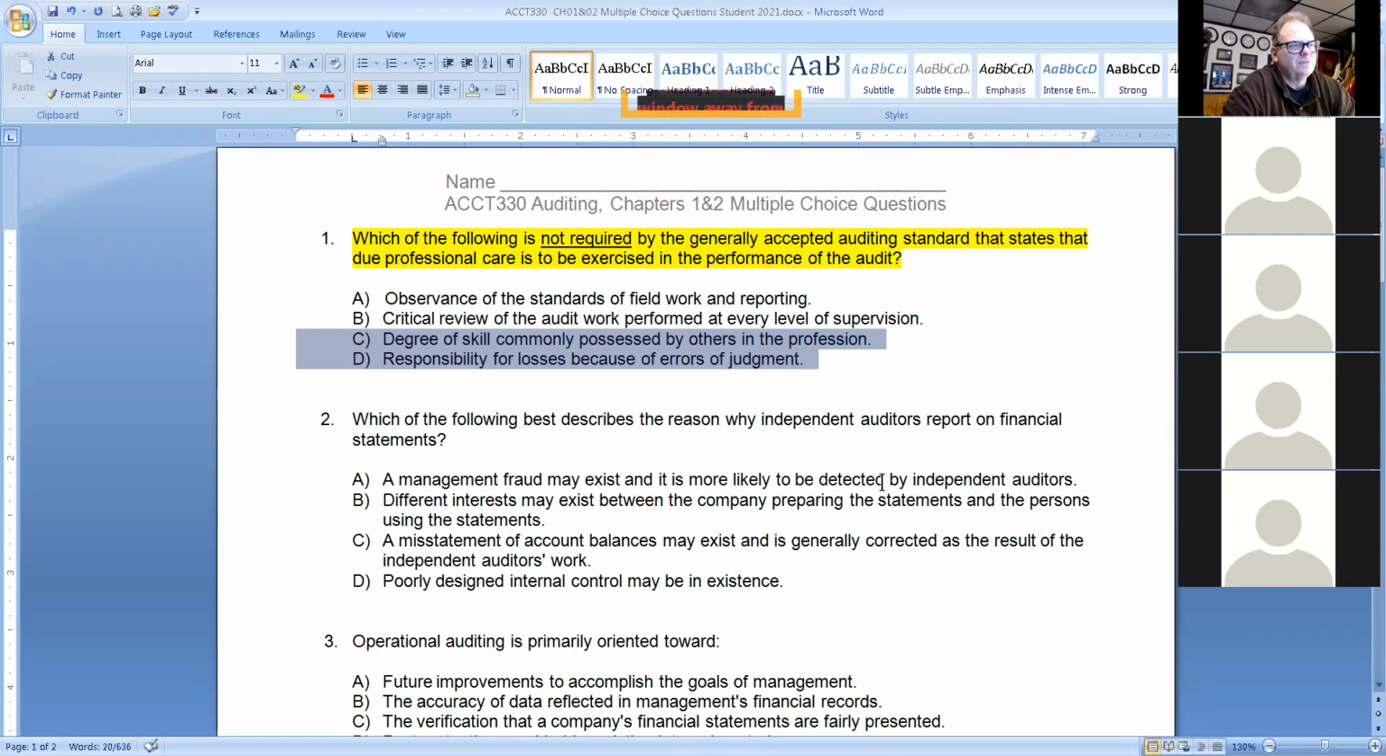Would it be D? Probably D, yeah. You're not responsible for the losses due to errors in judgment by the client or anyone else. This is not your responsibility. Your responsibility is to give an opinion. It's nothing to do with responsibility for losses or errors of judgment. People say, well, what about errors of judgment in the CPA firm? Well, that's not necessarily one of your responsibilities either.